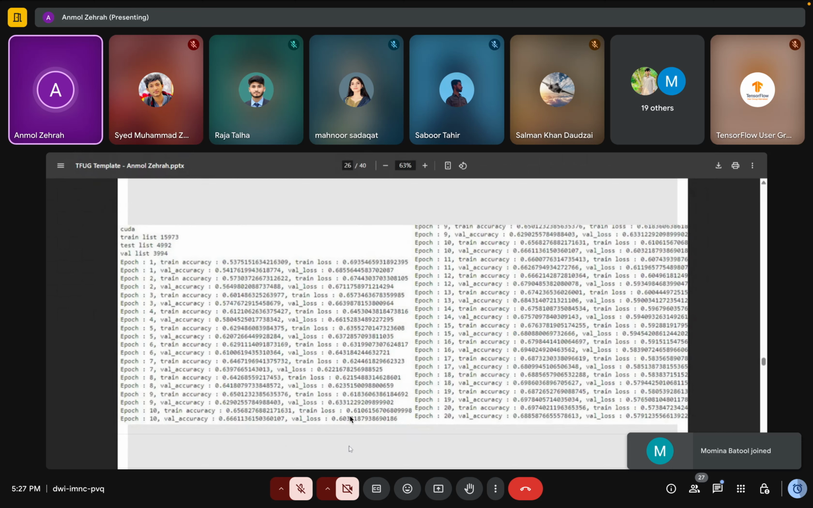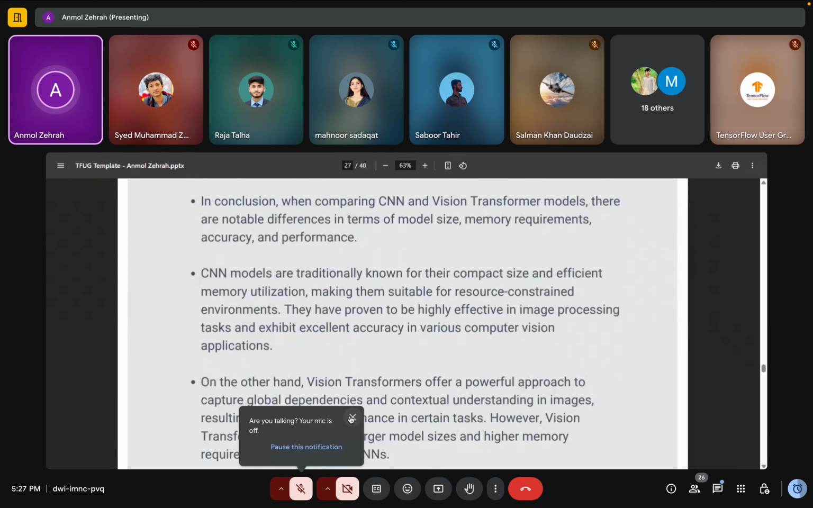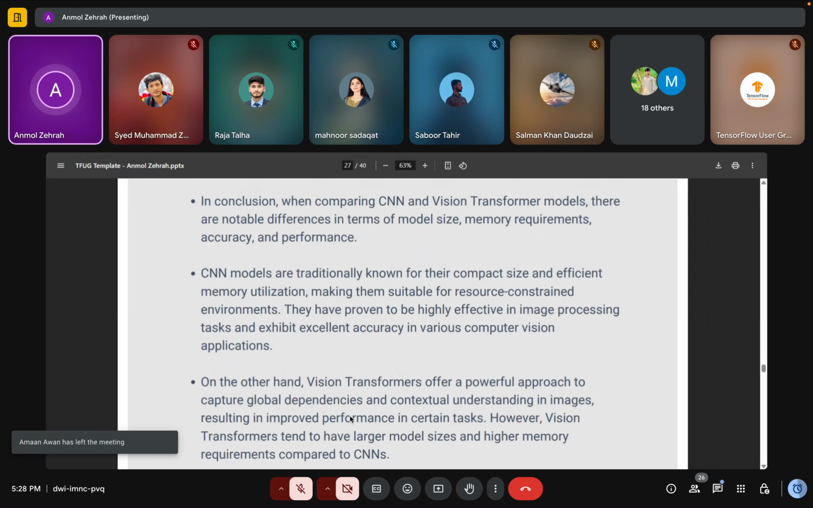If we come to a conclusion of this comparative analysis, we can say that CNNs are known for their compact size and efficient memory usage, and all of this makes them very ideal for resource-constrained environments. This was run on my own PC without any heavy computational resources available. In contrast, vision transformers excel at capturing global dependencies and contextual understanding. However, they obviously require larger model sizes, higher memory requirements, and a lot more data.